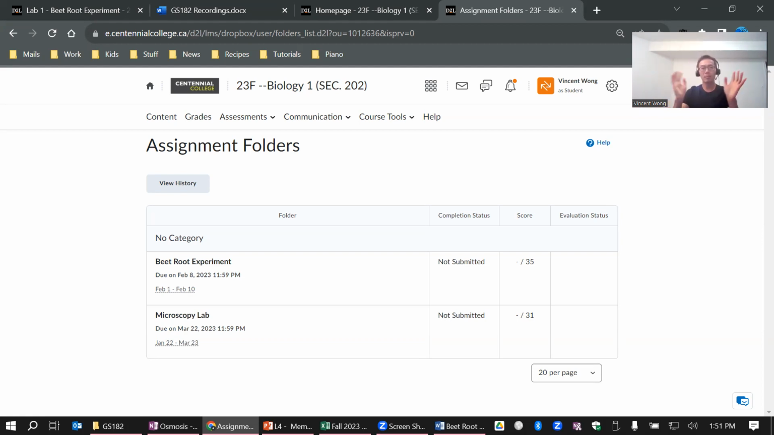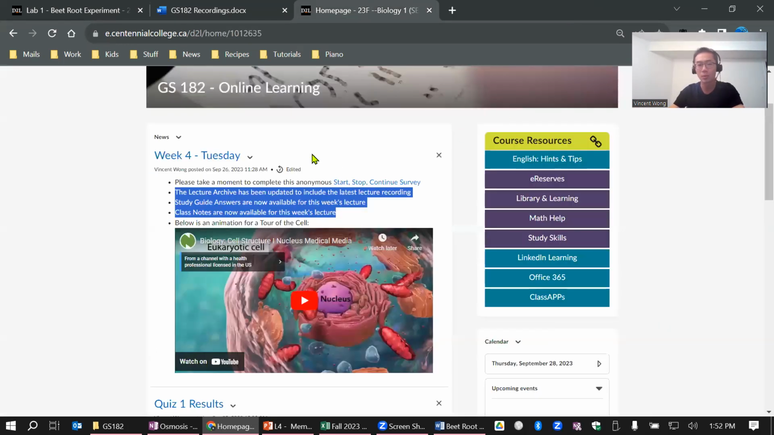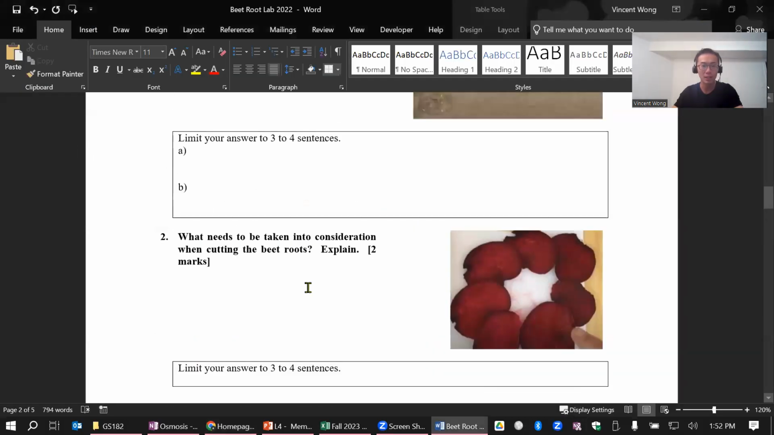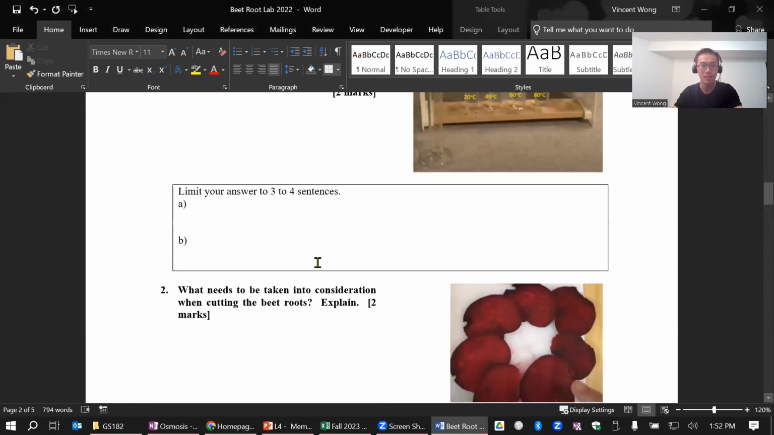Anyone else have any questions about what you need to do for the lab and what's going on next week? I just want to be clear. We're doing beetroot experiments, but just watching someone else do it, not doing it yourself, right? Yes. And then it's due on Thursday next week. That's right. So you just download this document and you answer all the questions.